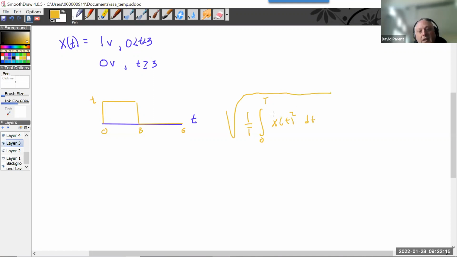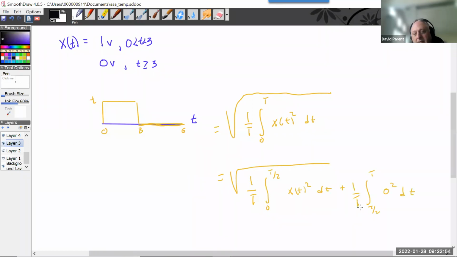Okay. So right here, it's 0 here. So we can change this and make our lives a little bit easier and go 0 to T divided by 2 of x squared. I'll just write this out. And you can tell that that's 0.